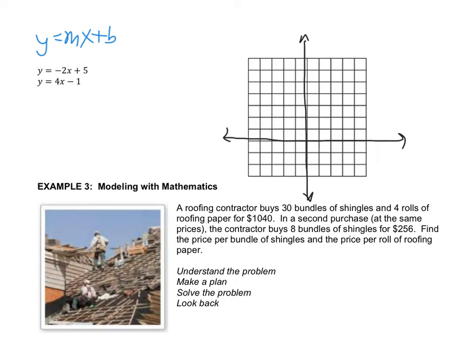So here's my first equation. I would go to 5 to draw my y-intercept, and then I would come down 2 and forward 1. I would do that several times to make sure I saw the best situation that I can for my line to be as straight as possible. Not bad.